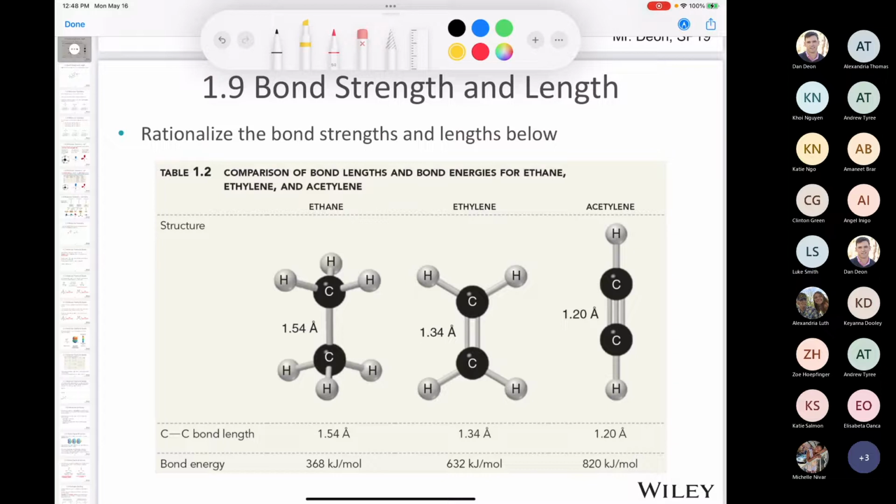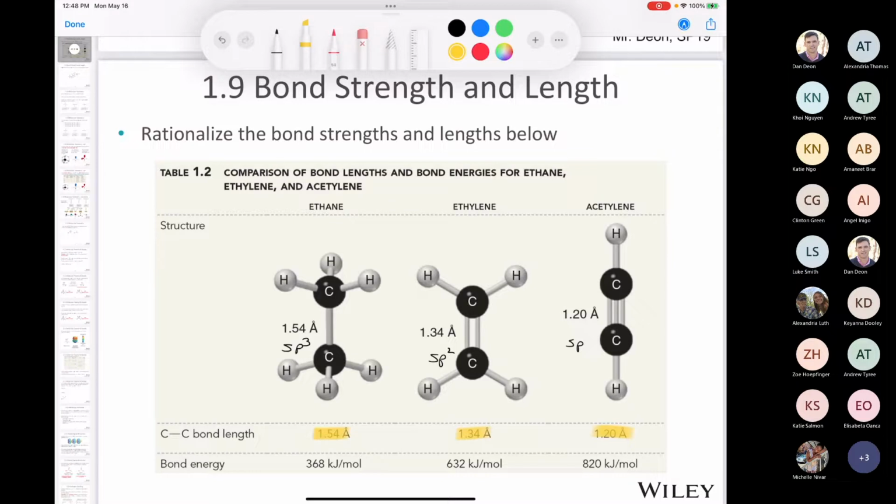You can see that as you go from a carbon that is sp3 to sp2 to sp hybridized, carbon-carbon bonds get shorter and shorter. You go from 1.54 to 1.34 to 1.2 angstroms. Why do they decrease in length? It's because as you have more orbitals overlapping, the atoms have to get closer and closer.